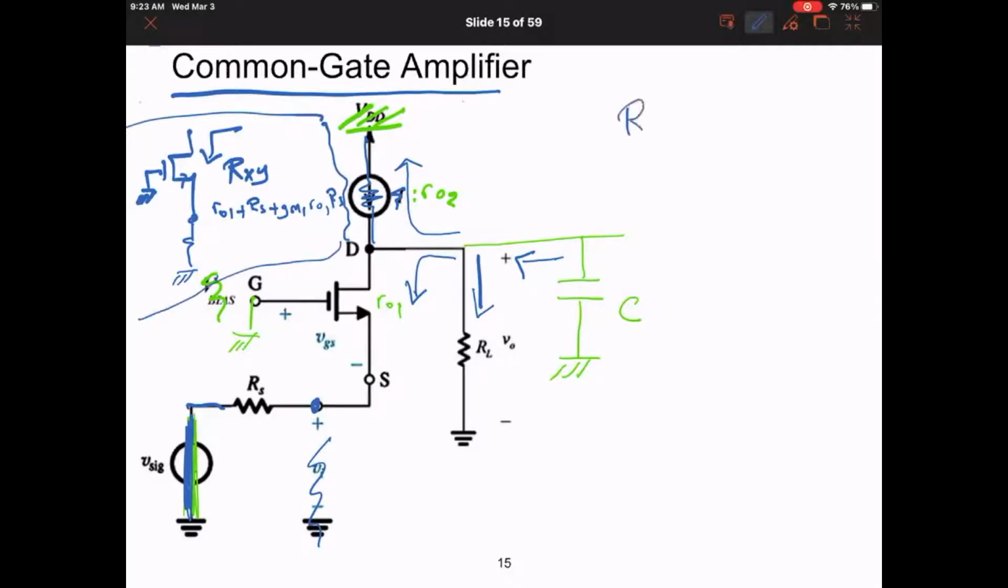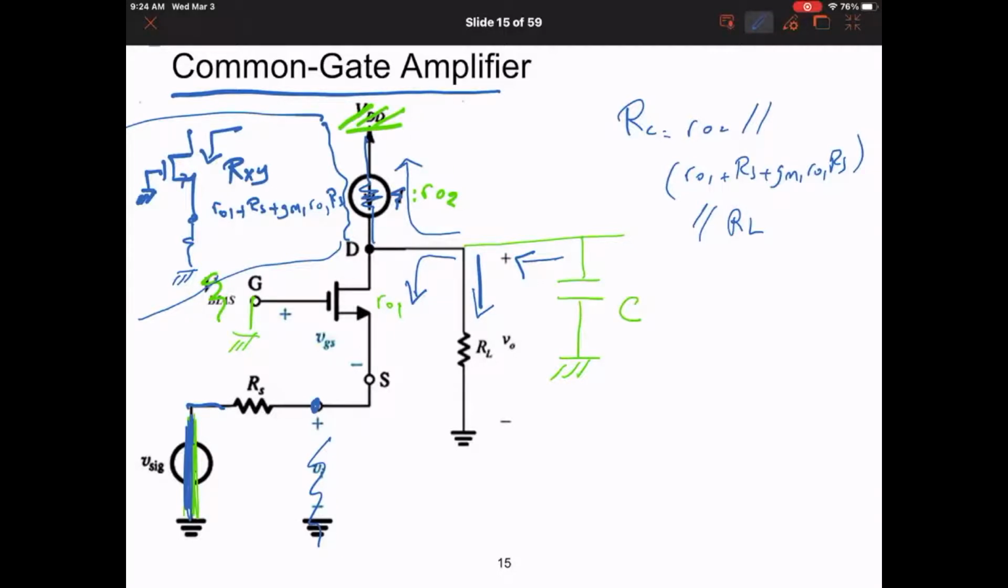So RC will be equal to RO2 in parallel with RO1 plus RS plus GM1 times RO1 RS, in parallel with what? RL. You see the difference now? Each one will see what's outside it, and how things will act differently. Anybody has a question about this problem?